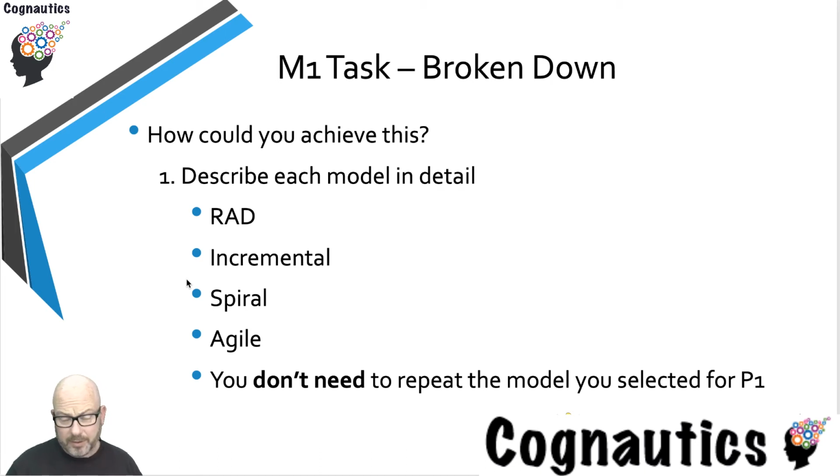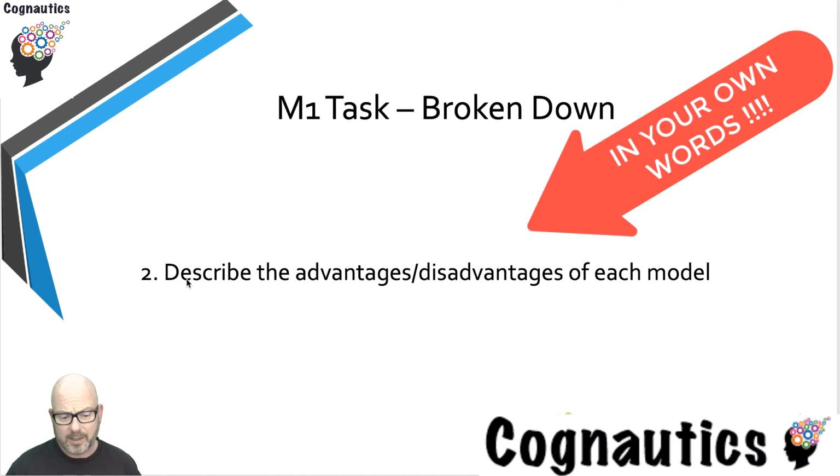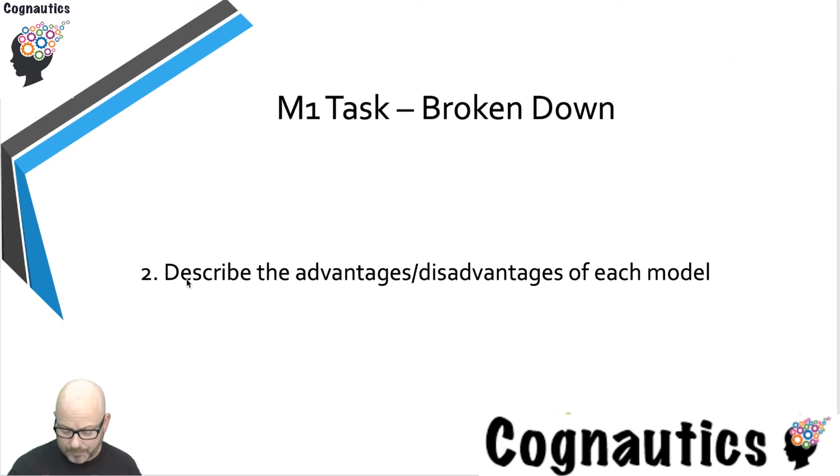Number 1, describe each model in detail in the same way as you did for waterfall for P1. Don't repeat what you wrote for P1 for waterfall. Focus on RAD, incremental, spiral and agile, and do a description of each model and the stages and how they're applied for each project. From that, discuss the advantages and the disadvantages of each model after you've actually described them.